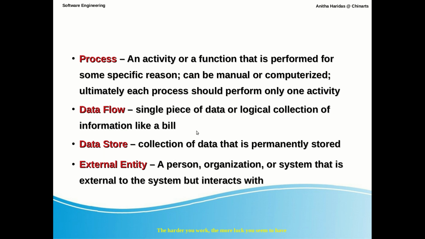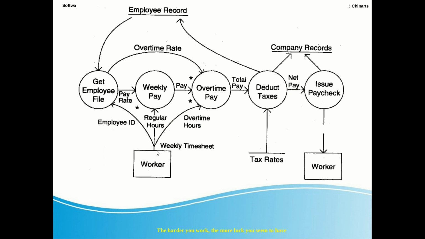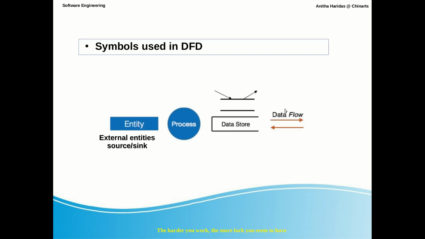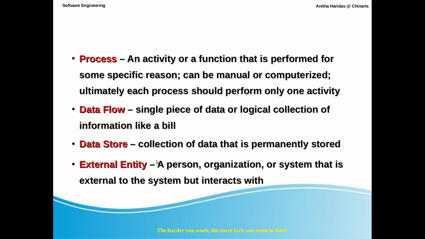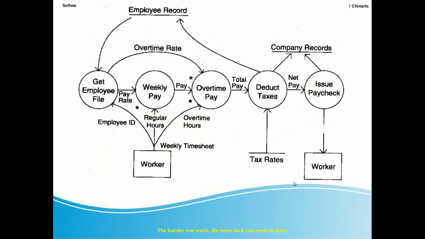Then the data flow is going to be a single piece of data or a logical collection of information like a bill. For example, employee ID is a single piece of information, whereas total pay or net pay will be a logical collection of data. And a data store is a collection of data that is permanently stored. For example, the tax rates are a data store. This is permanently stored information for doing this particular process.